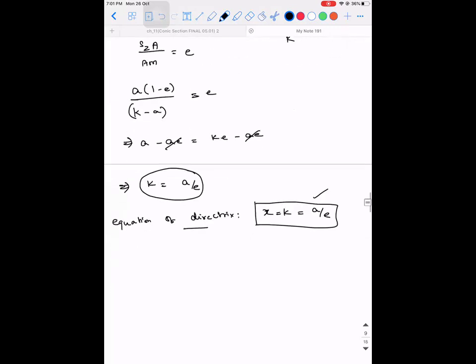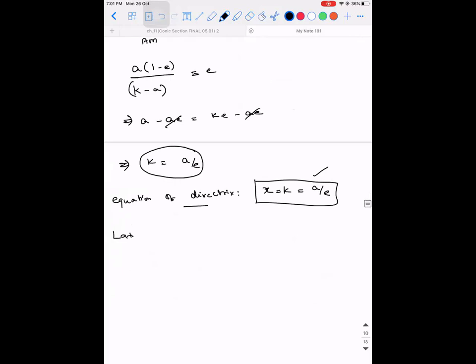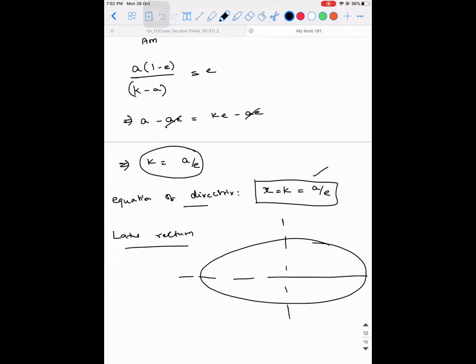Yes, sir. The last term that is related is latus rectum. So what do you mean by latus rectum? Latus rectum is a chord which is perpendicular to the axis and passing through one of the foci. So if this is ae, 0, then the coordinates of the endpoints of the latus rectum will be ae, L, and the other end will be ae, minus L, where this distance is L and this distance is L.